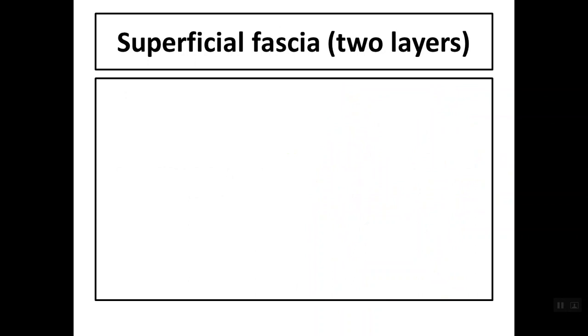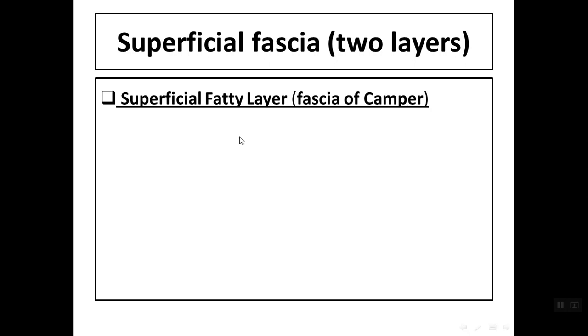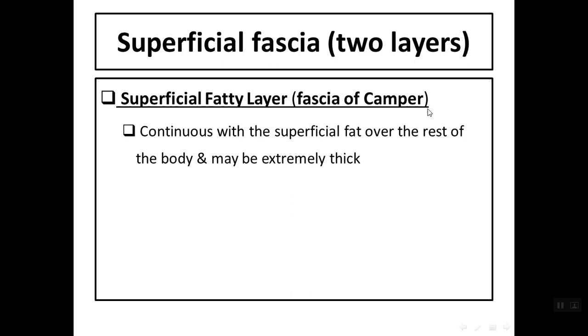The next layer next to the skin is the superficial fascia. Superficial fascia, as we said before, consists of two layers. The superficial fatty layer, the fascia of Camper, is continuous with the superficial fat over the rest of the body and may be extremely thick, reaching about 8 centimeters. And this is a fatty layer.